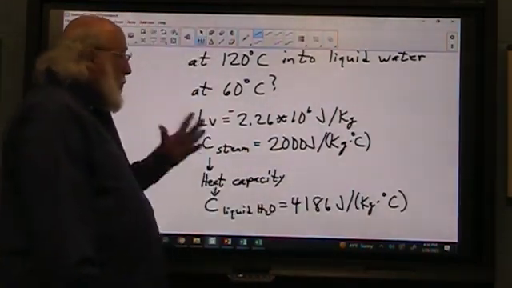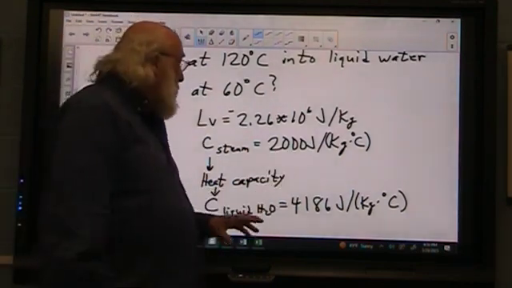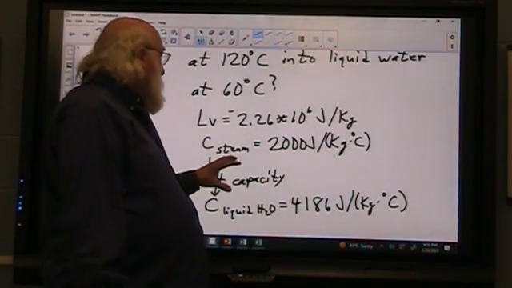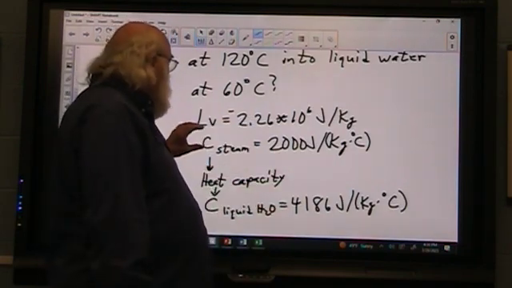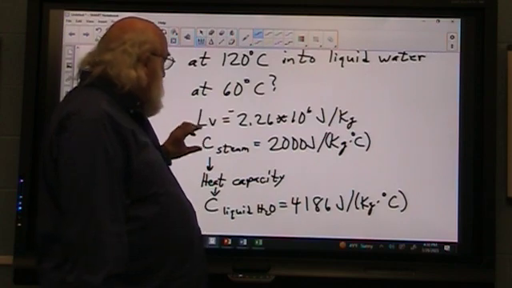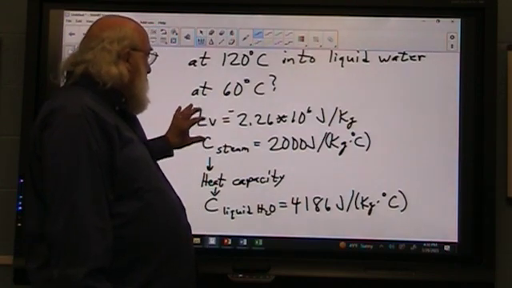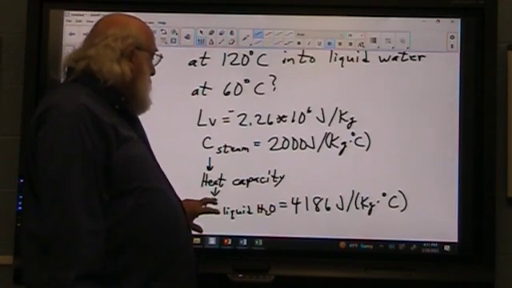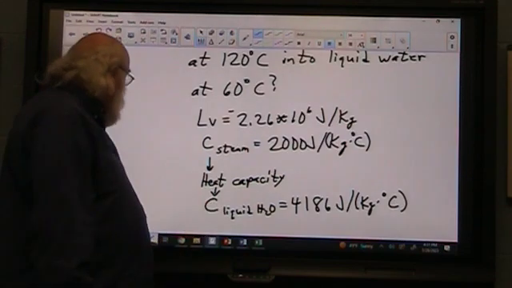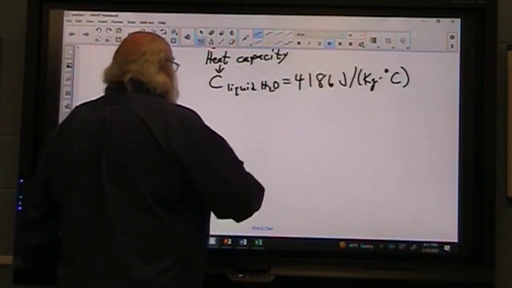All right, so three things. Heat change, and it's going to be negative because it's exothermic. It's going to drop down, and we'll see how that works with the change in temperature. But the first heat change is going to involve this C value. The second heat change is going to involve this LV value. And the third heat change is going to involve this C value right here.